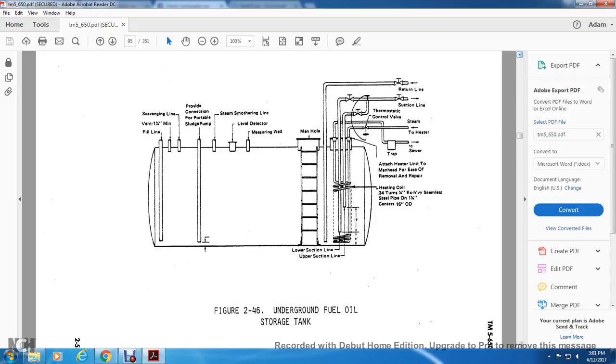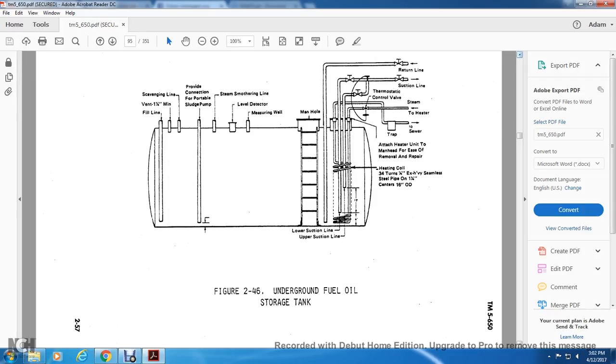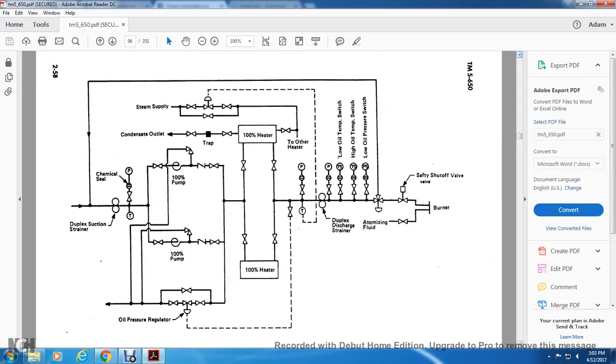Alright, this is your underground fuel oil storage tank. A fill line, vent of 1.25-inch minimum, scavenging line, pipe connection for the portable sludge pumps, the steam smothering line, level detector, measuring well, manhole, lower suction line, upper suction line, return line, suction line, thermostatic control valve, steam heater, trap, sewer, attach heater through the manhole for ease of removal and repair, and also a heating coil, 3/4 to 3/4 turns of 1.25-inch extra heavy seamless steel pipe on 1.25-inch centers of 16-inch diameter.